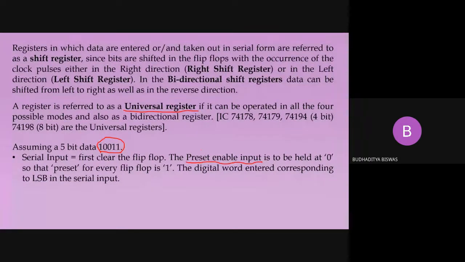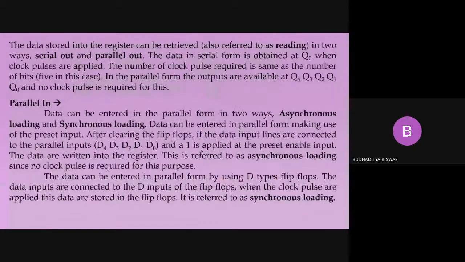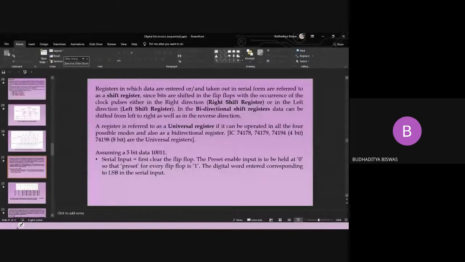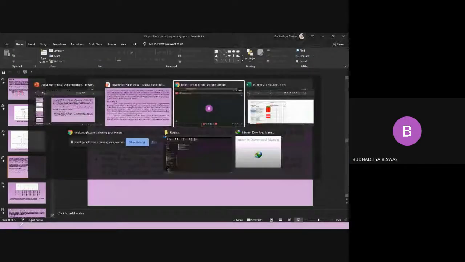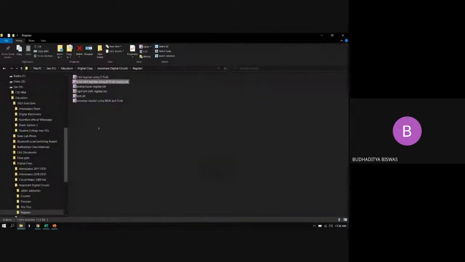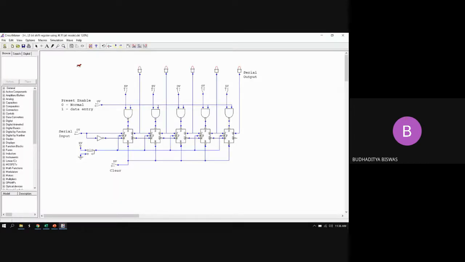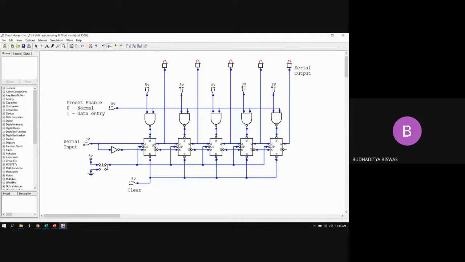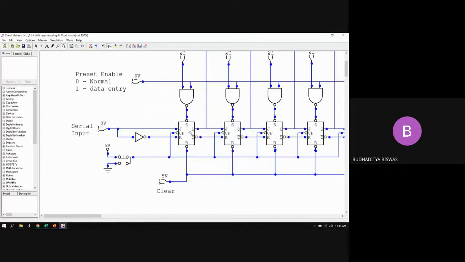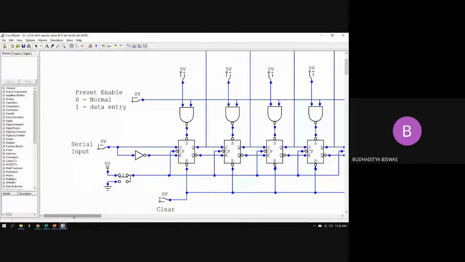So for that, if you go in this figure, okay, not this one. So here you see, this is one circuit. Okay, circuit looks complicated but easy to understand. Let me explain the circuit. Are you able to see and listen? Yes, sir. Yes, sir. Okay.